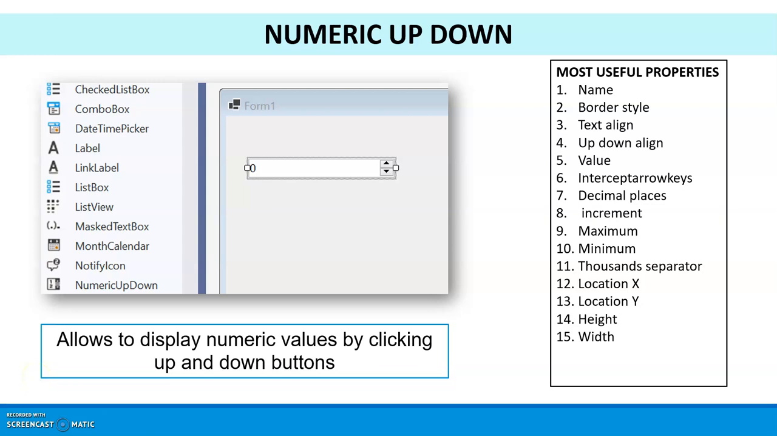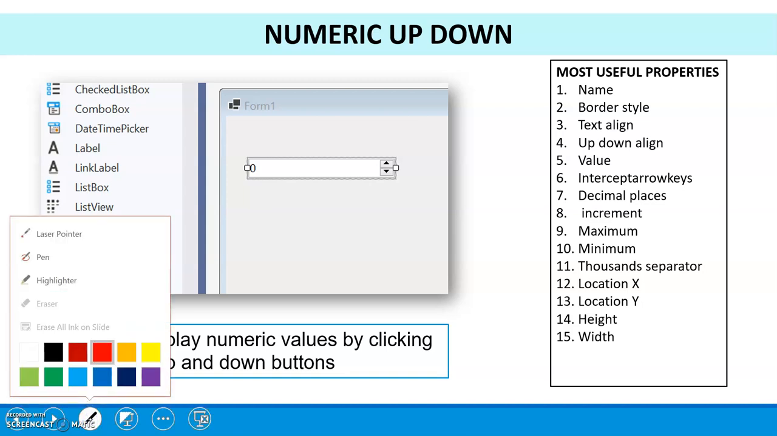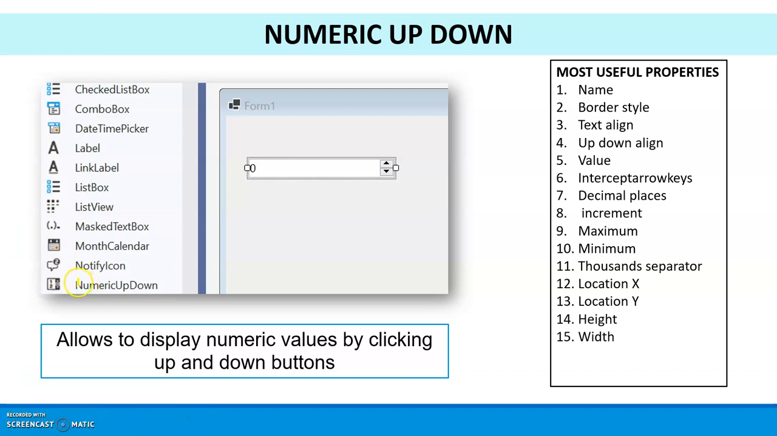Hello everyone. Let's continue with another component, that is the numeric up down. So in the list of your controls, you can find numeric up down somewhere over here, and when you drag and drop it, you can see this type of control.